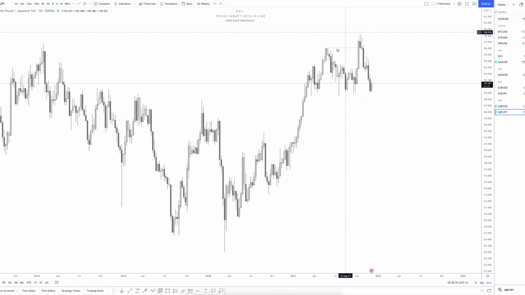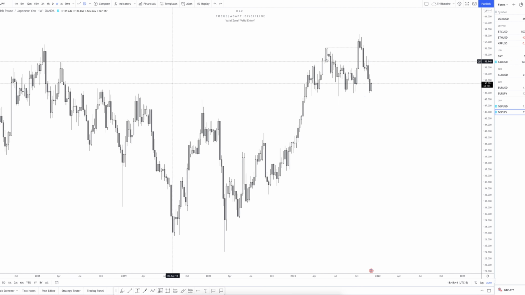Oh, I forgot I can't necessarily do it like that. So for my breaks of structure, I'm just going to have a horizontal line, but it won't be labeled on the weekly time frame, which is completely fine. We don't spend too much time on the weekly anyway.